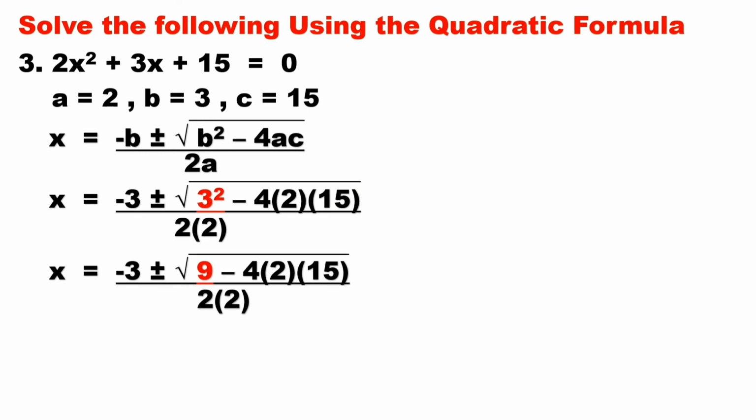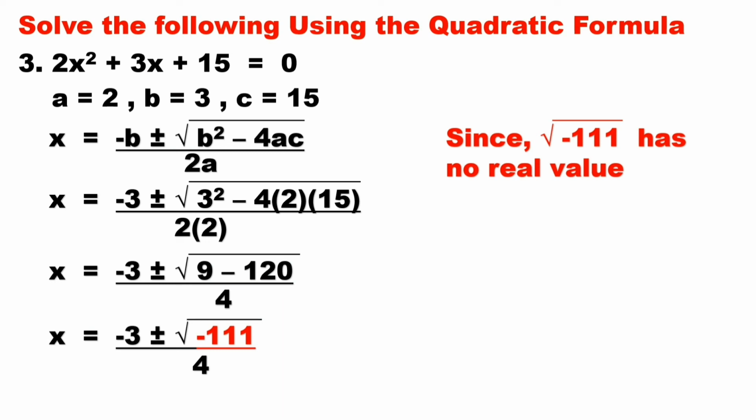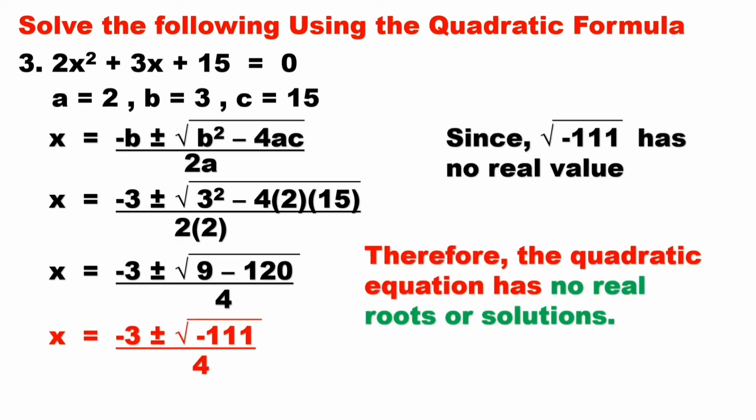Then simplify the exponent first. 3 squared equals 9. Then multiply negative 4 times 2 and 15 equals negative 120. 2 times 2 equals 4. Next, subtract: 9 minus 120 equals negative 111. Since the square root of negative 111 has no real value, you can now stop your solution and conclude that the quadratic equation has no real roots or solution.